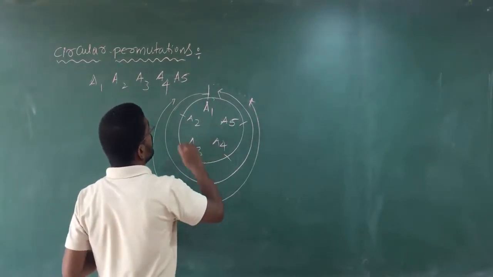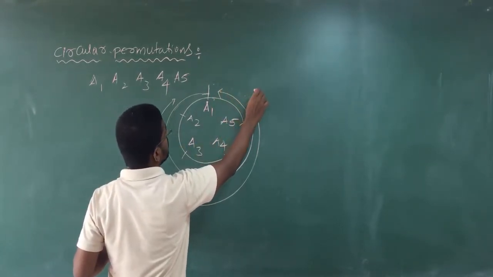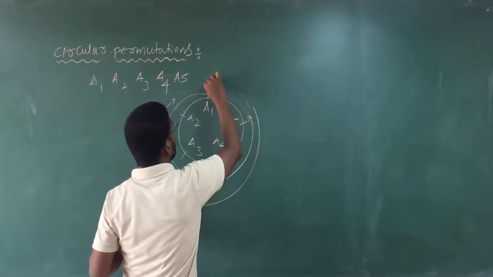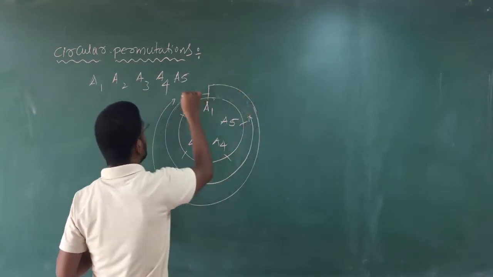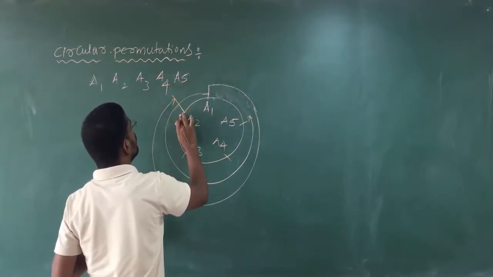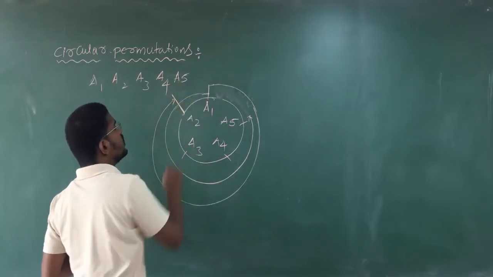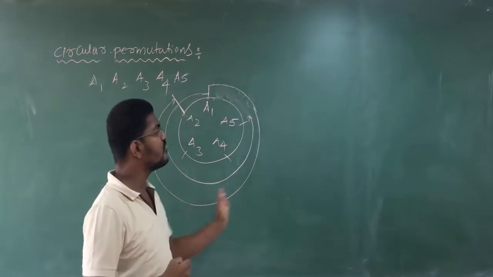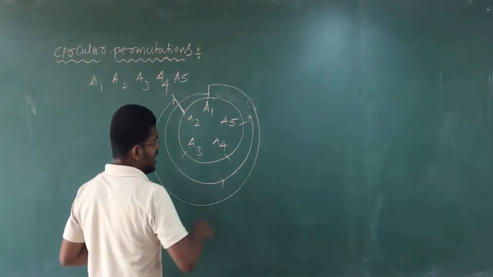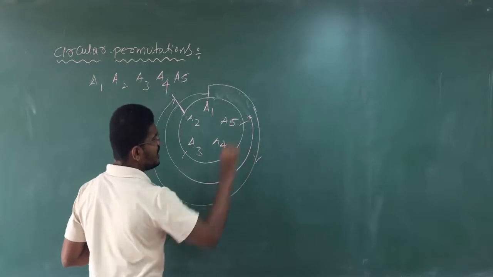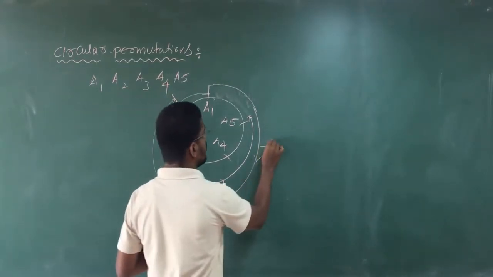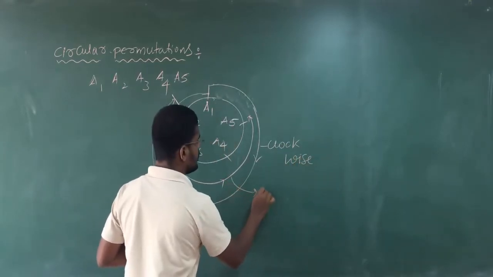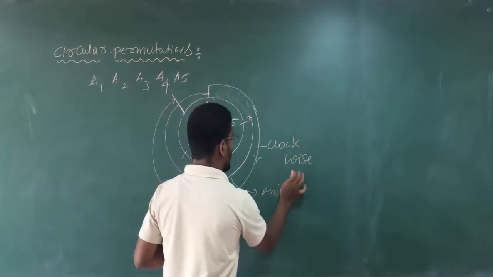Again, here it ends with A5. Again, we start with A1 and we end at A2. Clear, students? So here we are arranging the given objects in circular form. That means in anti-clockwise direction and in clockwise direction. One will be clockwise and another one will be anti-clockwise. Clear?